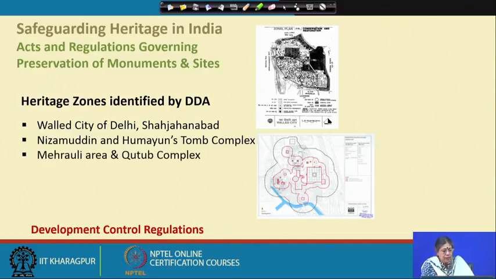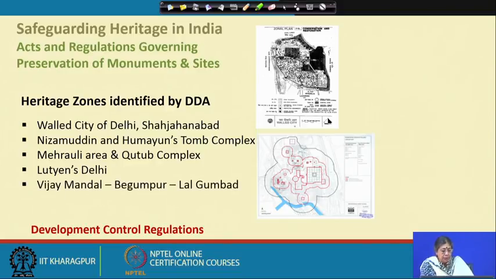Coming back to DDA, the Mehrauli area and Qutub complex is another area which has been declared a heritage zone. Lutyens' Delhi again has a very significant, different type of character. The Vijay Mandal, Begumpur, Lal Gumbad area is again a cluster of different heritage structures, but all of them have living areas, residential areas, mixed areas, commercial areas which are a part of that, and Chirag Delhi.